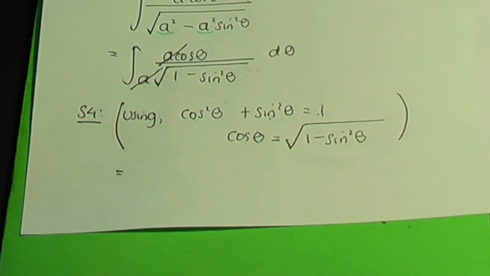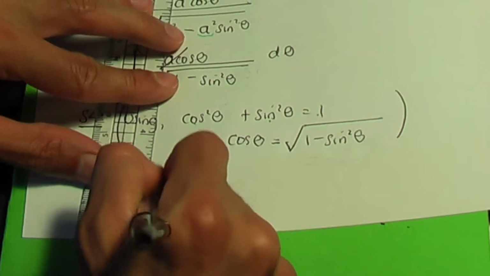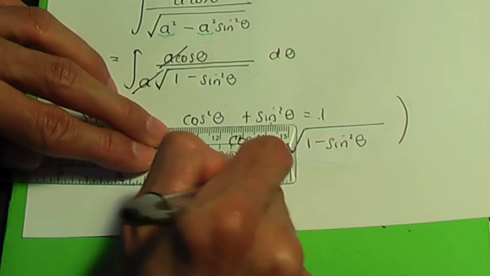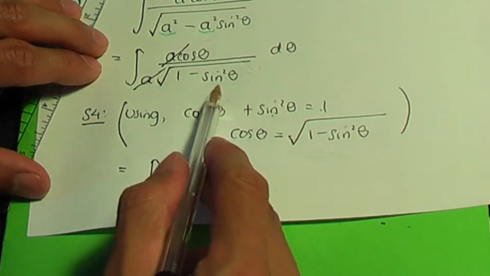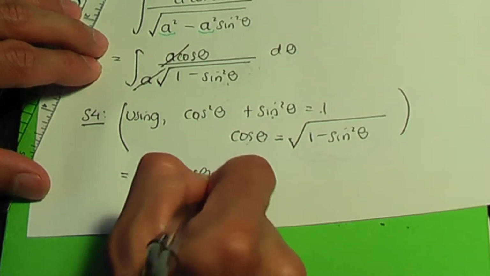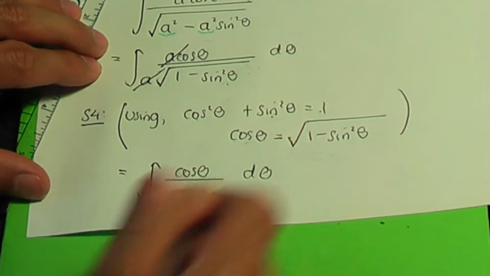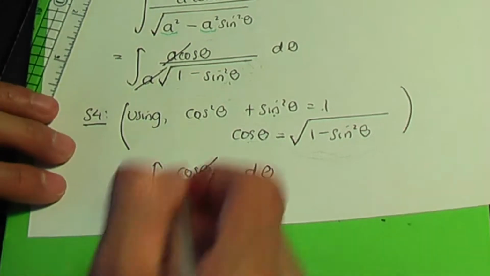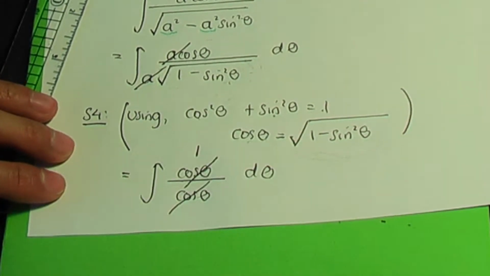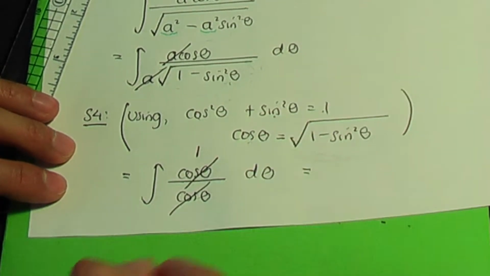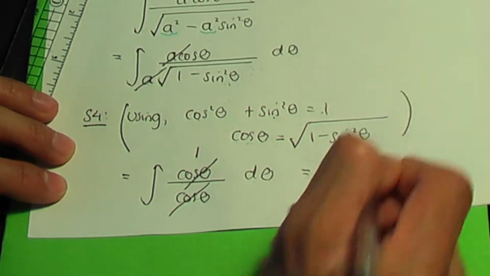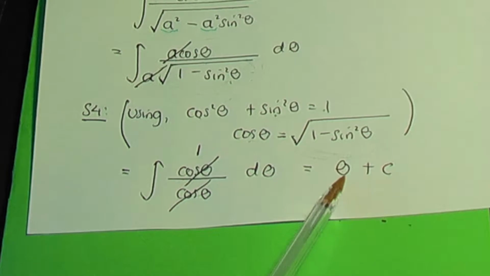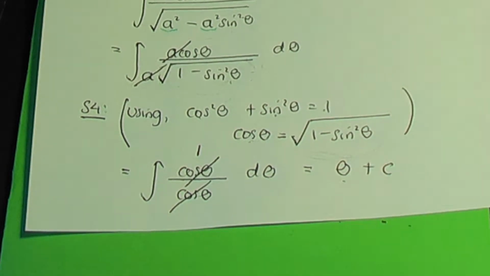So let's do that. We're going to have the integral of cos theta on top over the root of 1 minus sine squared, which is cos theta. By doing this, the two cos thetas will cancel, giving us 1 to integrate. And when we integrate 1, it's theta plus c. So if you integrate 1 with respect to theta, you're going to have theta plus c as a result.